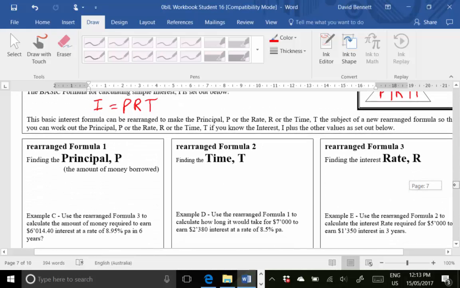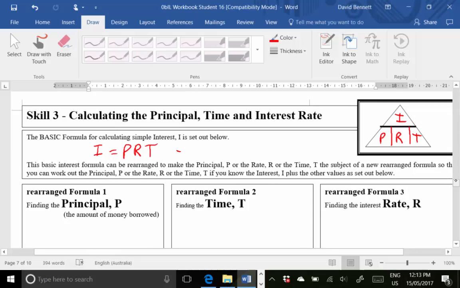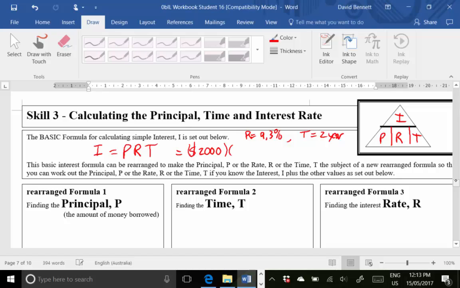Let's say I had a principal of $2,000, and let's say my rate's equal to 9.3%, and let's say we did that for 2 years. How much interest would you accrue or need to pay? So 2,000, the rate we need to convert to a decimal, 0.093. So what we're doing there is dividing by 100, and then we're going to times that by 2.